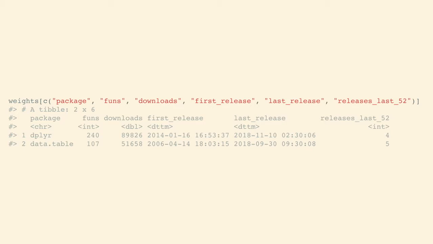And the first CRAN release and the last CRAN release again show you how mature a given package is. If it's been on CRAN for a long time, it's more likely to have fewer bugs. And then releases in the last 52 weeks gives you some idea of how actively developed the package is.